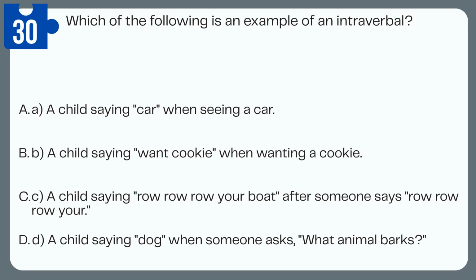Question 30. Which of the following is an example of an intraverbal? A. A child saying car when seeing a car. B. A child saying want cookie when wanting a cookie. C. A child saying row row row your boat after someone says row row row your. D. A child saying dog when someone asks, what animal barks?